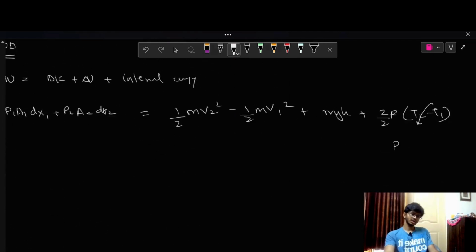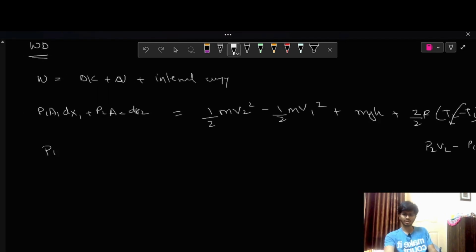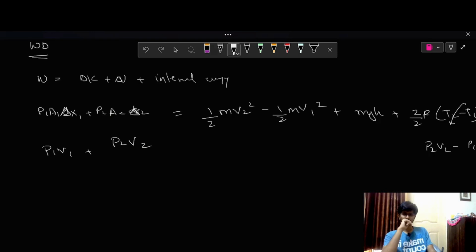Now this is basically P2V2 minus P1V1 by the ideal gas equation, where P1 A1 dx1 is basically V1 and P2 A2 dx2 is basically V2, the volume over here. Otherwise let's do one thing, we'll differentiate by dt on both the sides.